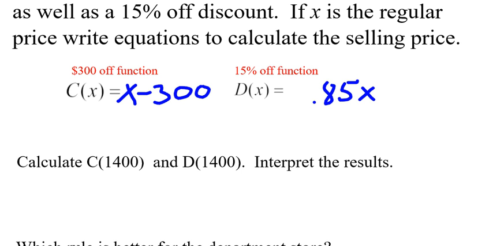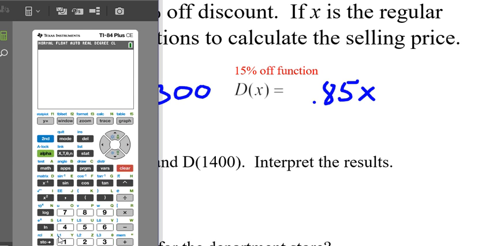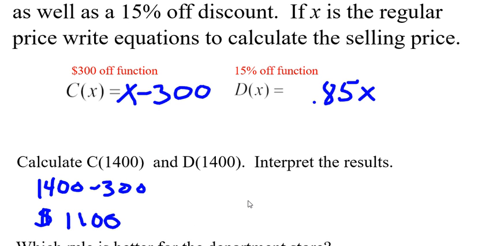So the first one's pretty easy. You take your $1,400, you subtract $300. Okay, so you're going to end up paying $1,100 for that computer. Now the next one's not too bad either. I'm just going to grab out my calculator here. I'm going to take $1,400 and multiply it by 0.85 and I get $1,190. So this one gives me $1,190.